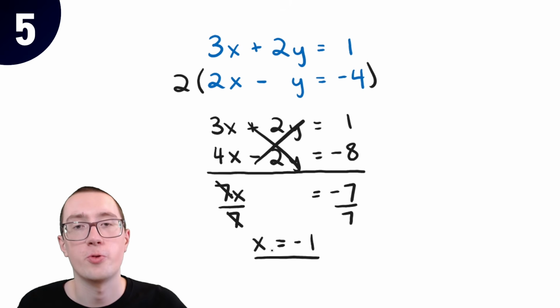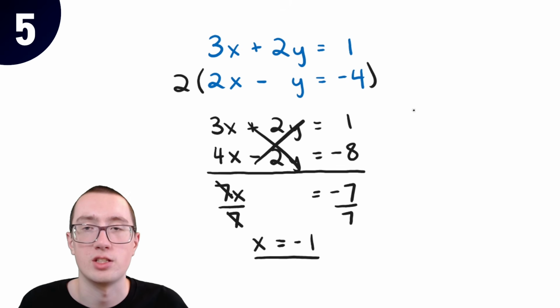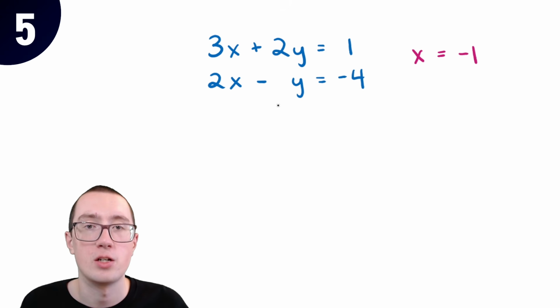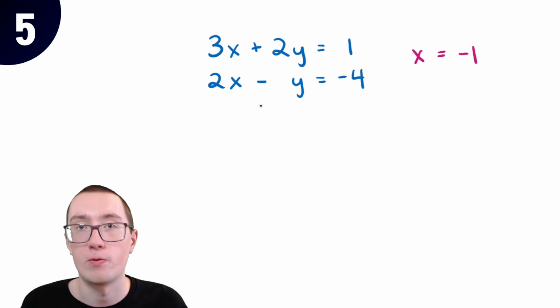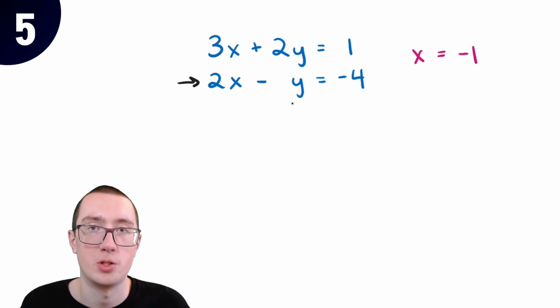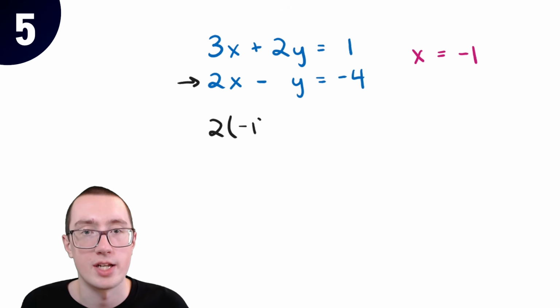But remember that this is only one part of the problem, because the second part is to solve for y. So I'm going to make a note up here that x is equal to negative 1. So to solve for y, I just need to pick any one of these equations, plug in negative 1 for x, and then solve for y. I'm going to choose this equation right here because y is closer to being by itself. So I'm going to rewrite this equation, except instead of x, I'm going to write negative 1 because we now know that x is equal to negative 1.